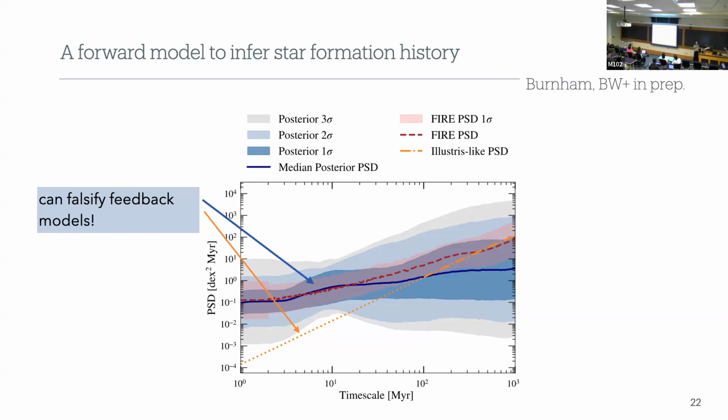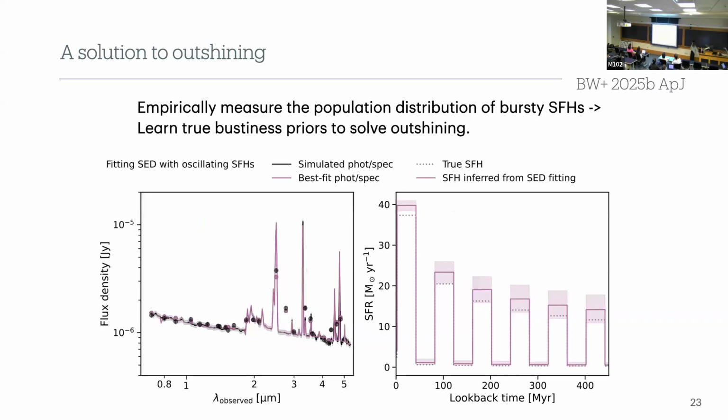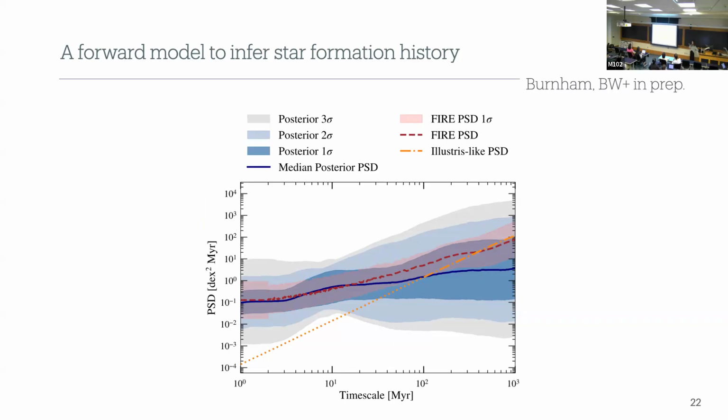Different simulations usually predict very different things. They input different physics and also have different predictions on the bursty star formation. But now observationally, it's very possible that we can falsify those models. So I'm very excited about this. Does Illustris have the time resolution to constrain those very short timescales? No, that's why we call it Illustris-like PSD. We have to make something to get the time resolution. But the point is they are very different. FIRE is a very bursty one, but Illustris is not so bursty. Okay.